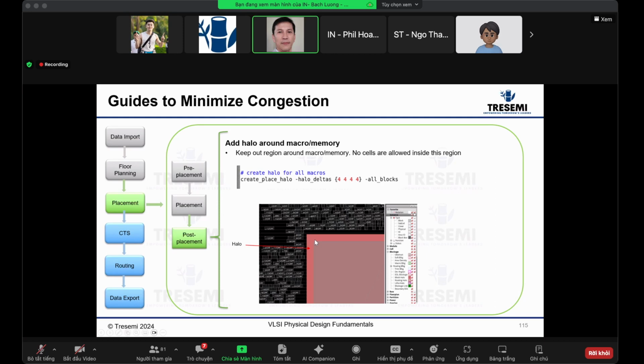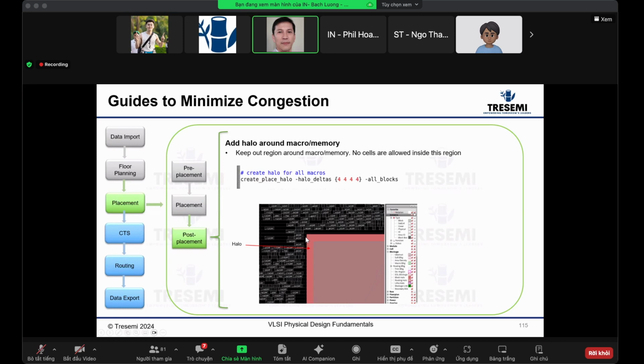ICC may consider it differently, but we're using Innovus. Like Phil said, you want to know exactly what it is when you do a create halos command, and it'll tell you whether it's hard or soft for your particular tool. For Innovus, for our purpose, when you create this, it's going to be a hard block because no cells are going to be placed in this halo area.